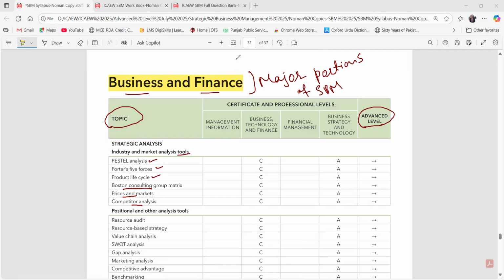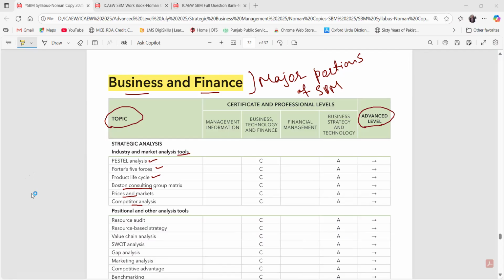Let's say there is a question where we have to perform an analysis of our industry or market. We can apply some of these tools or any of them, considering the data available to us. You have to look at the data, read the scenario, assess the situation, and then apply your relevant model.